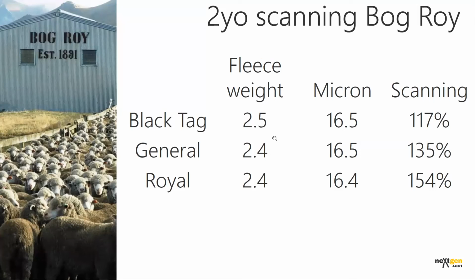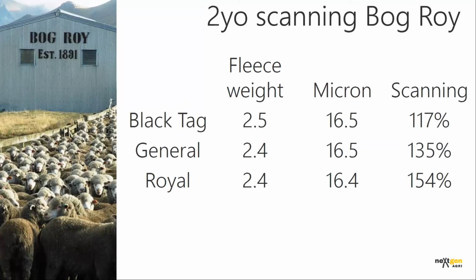I guess if we just look at a couple of examples to finish off with. This is a flock in New Zealand, and I guess the beauty of eID is you can bring time points together. So in this case, they've been classed as either black tag, which is sort of the off-type generals, or royals, and the royals are the better ones. So that's been done at one point. That's all been recorded against the eID tag or onto the box. Some other point they were fleece weighed. Some other point that wool got sent away, got a micron test on it, and then that same sheep came through the scanning cradle.